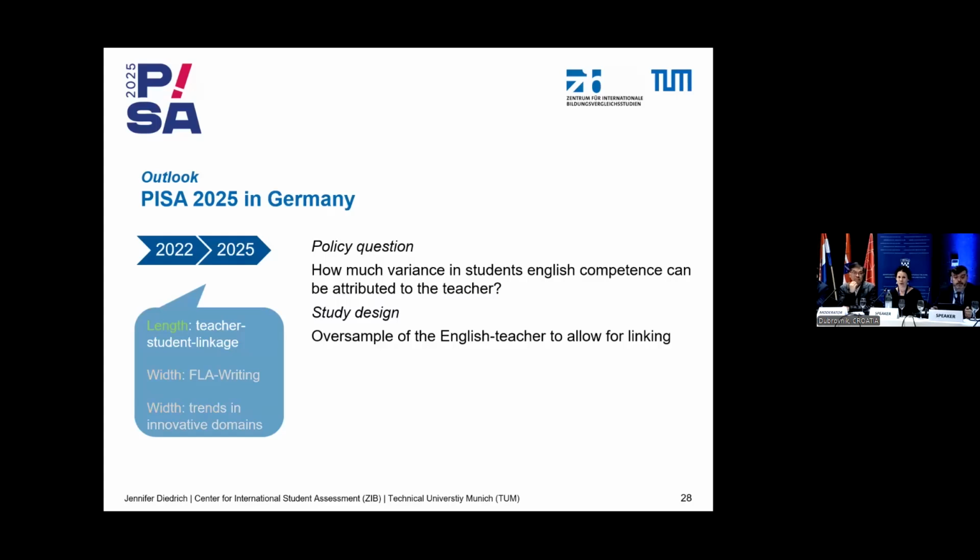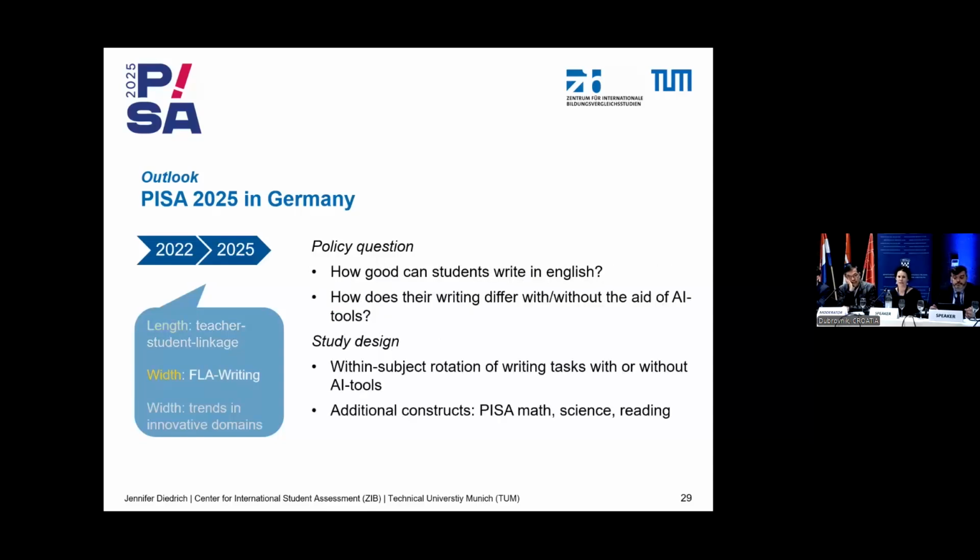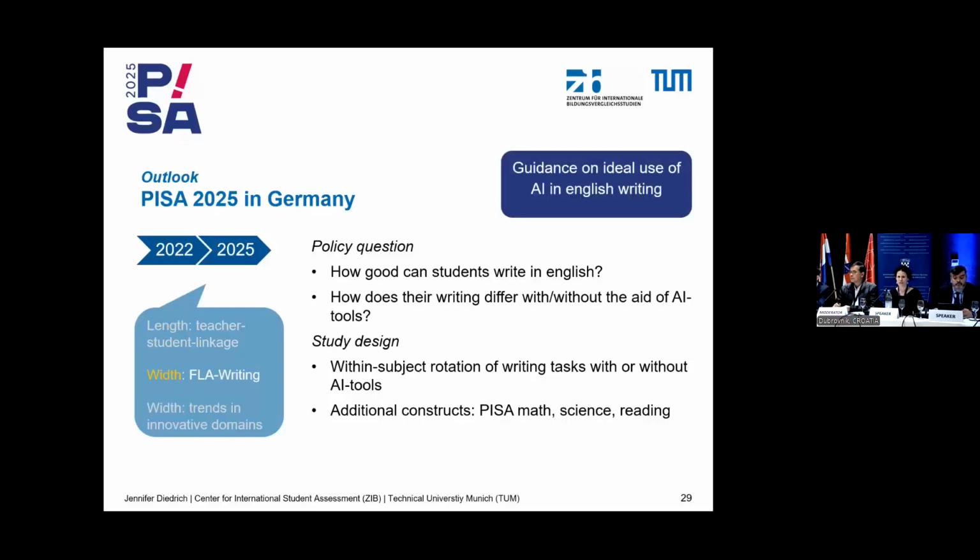First, we are going to do an oversample for English teachers, so we'll have a linkage between the FLA students and their teachers. Then we'll have another add-on study where we let the FLA students write. English is included in PISA, writing is not. We'll do that both with and without AI tools. From that study, we expect to get in the long run some guidance on how to use AI in English writing lessons.